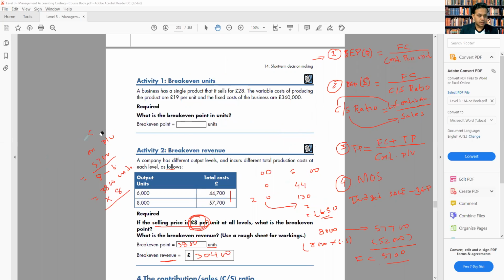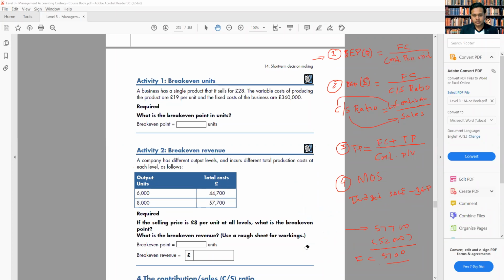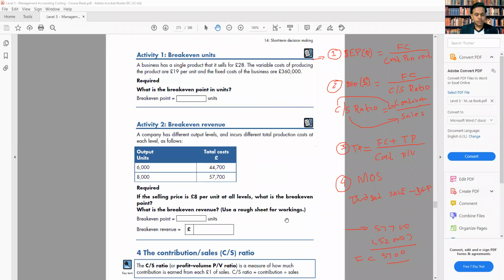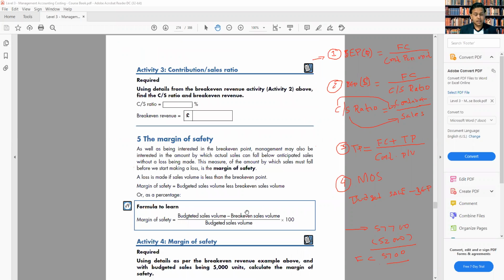Just let me clear all of this. Okay, the next question we have, that is contribution to sales ratio, that is CS ratio. So let's try to do that. It says, using the detail from the break-even revenue activity 2, the last activity we have done, find the CS ratio and the break-even revenue.